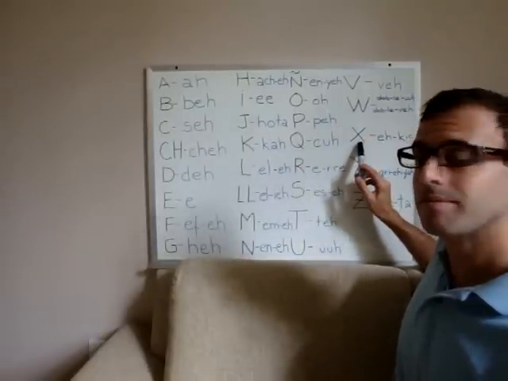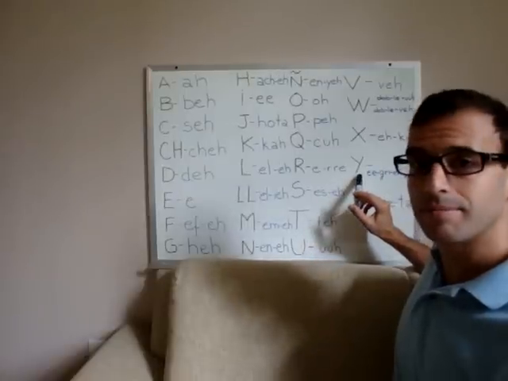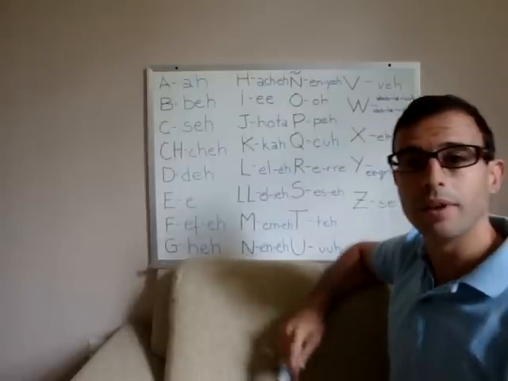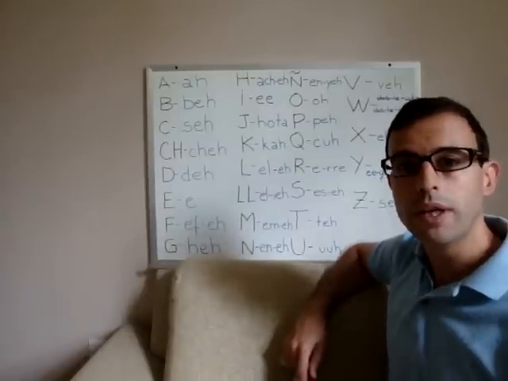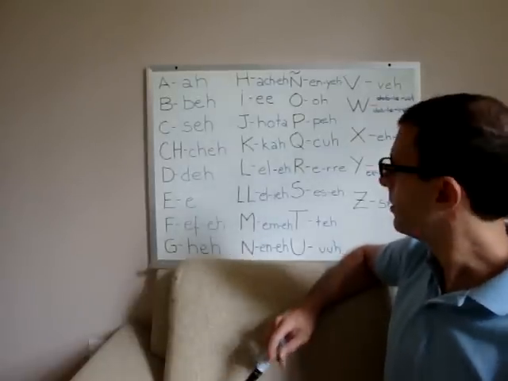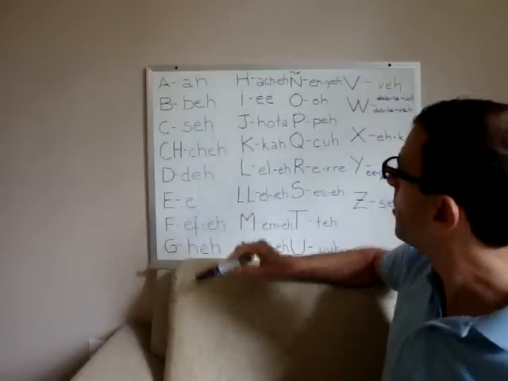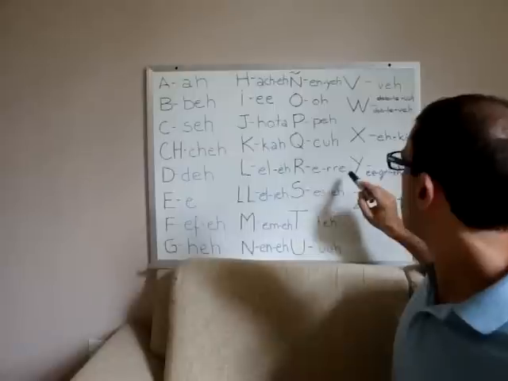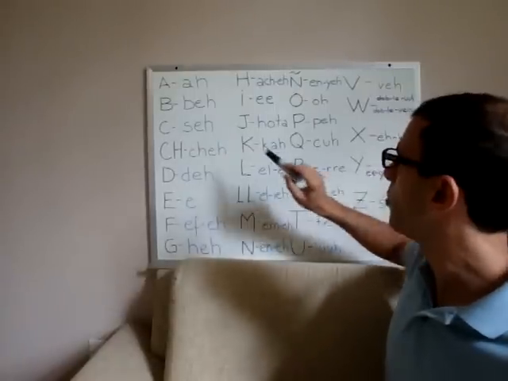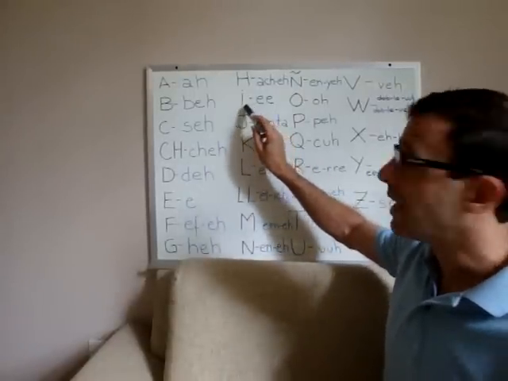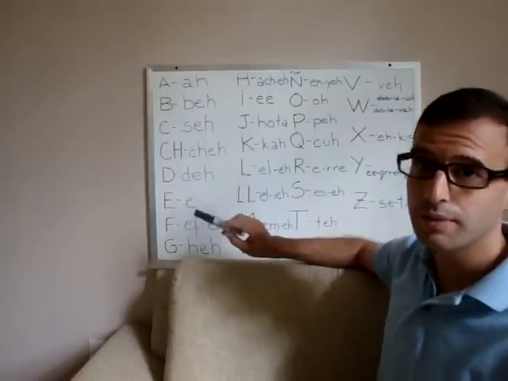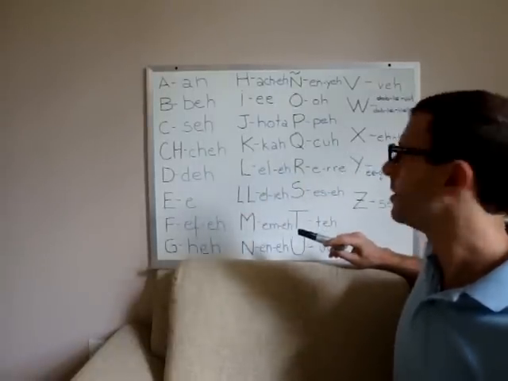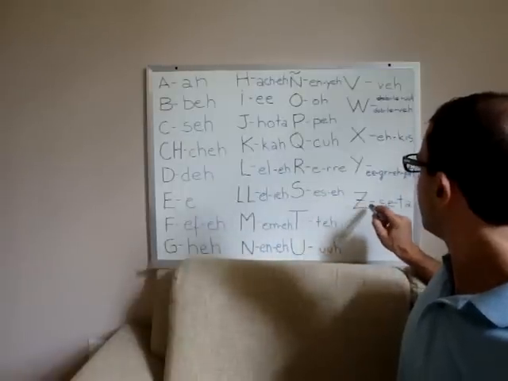X, Y. Y literally means Greek I, right? To differentiate it from the simple I, this is the Latin I, and this is the Greek I. That's why we call this one either I or I Latina, and this one is called Y. Z.